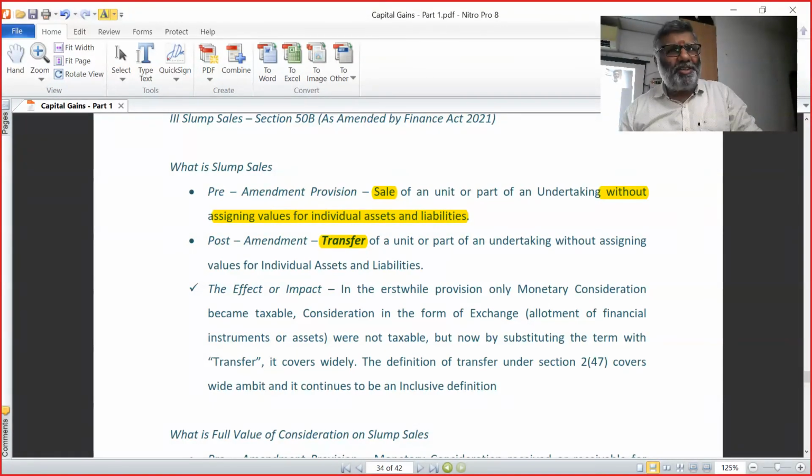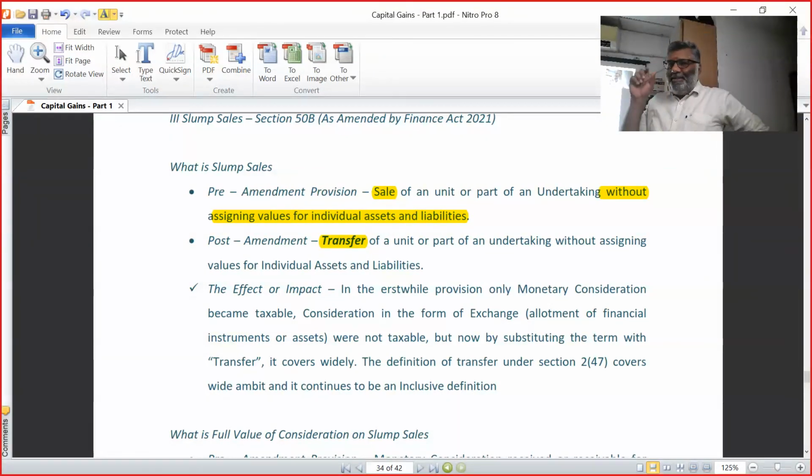Sale without consideration, I don't want to tax the transfer. Okay. Sale without consideration, not a gift. That's not taxed. Now comes the next question. What is this full value of consideration?